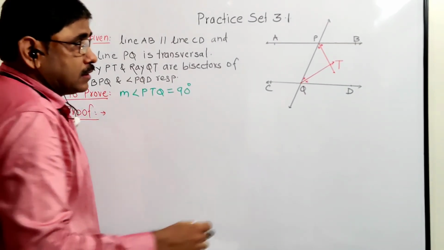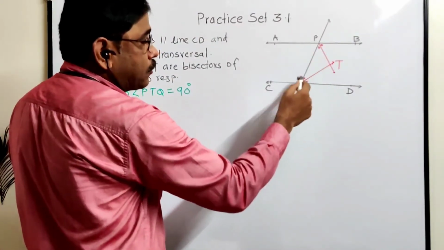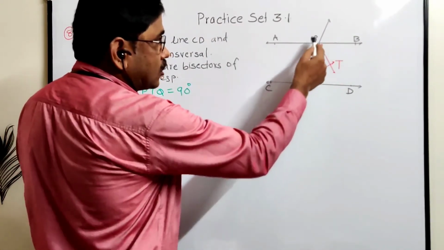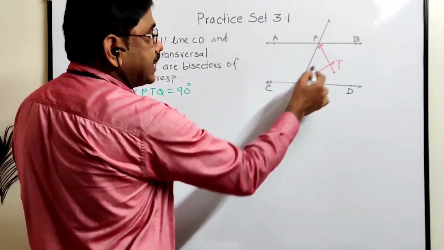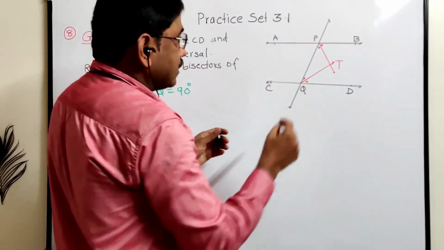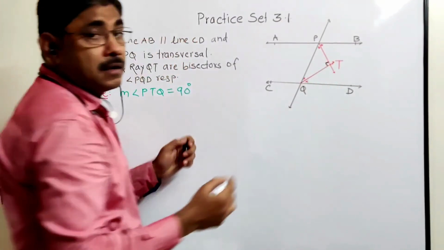If we draw ray PT, the bisector of angle PBQ, and QT is the bisector of angle PQD, then what we have to prove? This one, angle PTQ, this angle is 90 degrees. ये जो है ये हम लोग को 90 degree prove करना है.